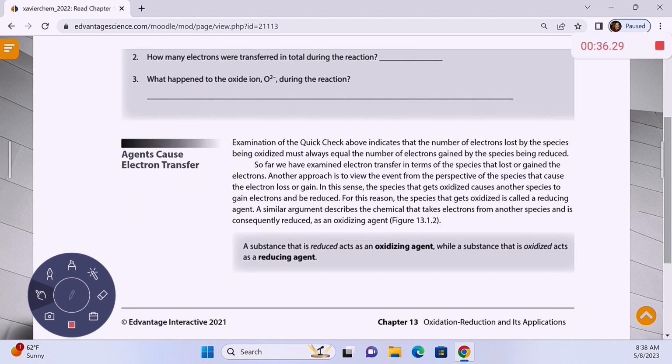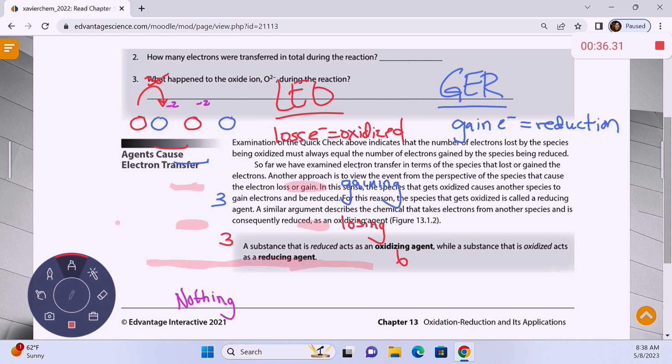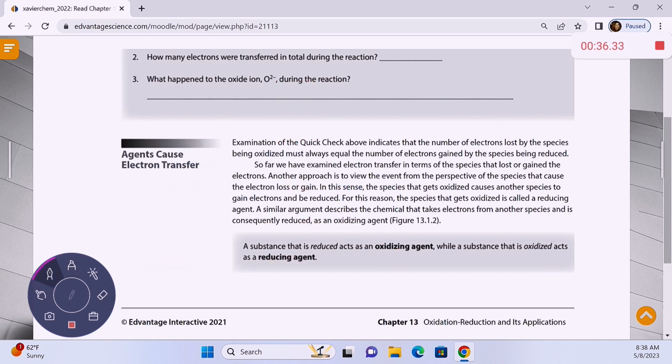Okay. So on the previous page, I showed you that the substance that was being reduced we call an oxidizing agent. So when you assign something as being reduced or undergoing reduction, you would write oxidizing agent underneath it. And then the substance that is being oxidized is the reducing agent. And we're going to practice this on the next page.